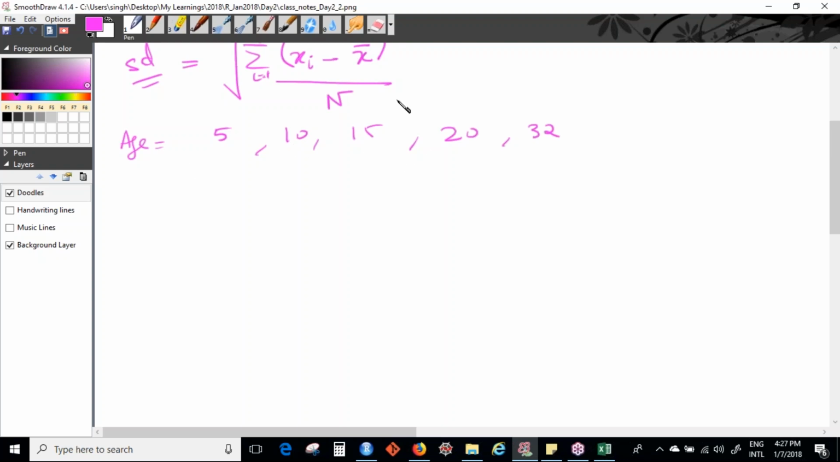All you have to do is calculate the standard deviation. You will have to calculate the standard deviation for these 5. So can you guys try this on your own?